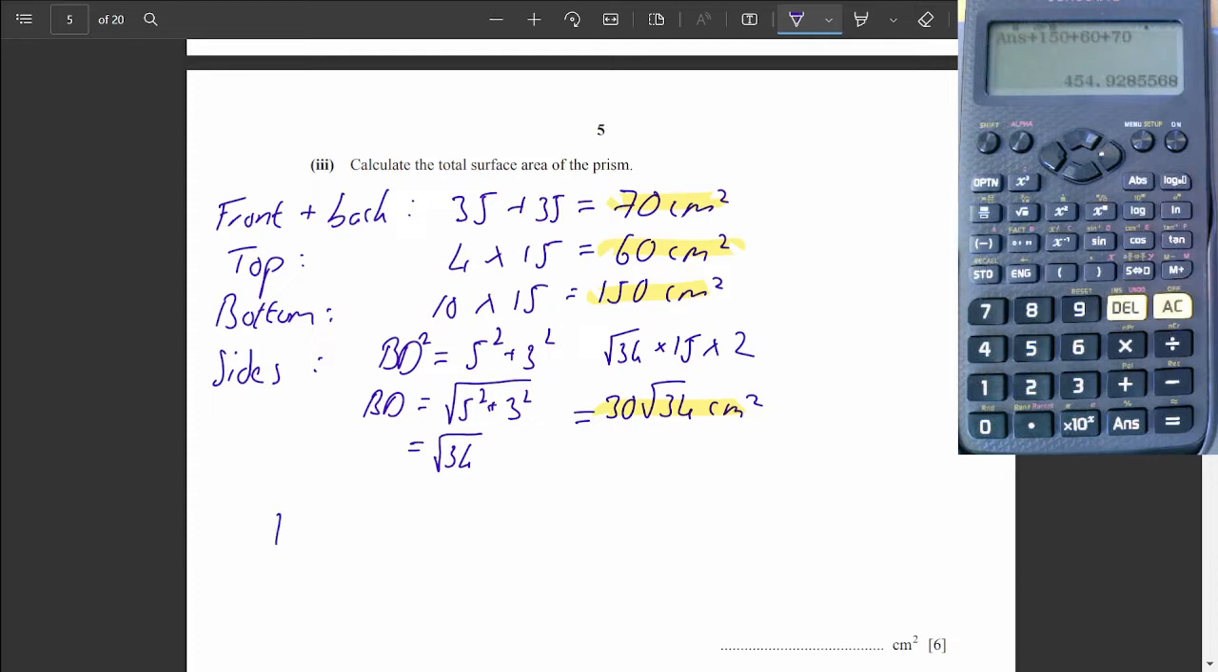Okay, let's call that total surface area. Helps it looks like an L. 454.928. And now we can round it to three significant figures: 455 centimeters squared. Show all your working. 6 marks is a lot, so they want to see everything. Don't leave anything out, and you get full marks.